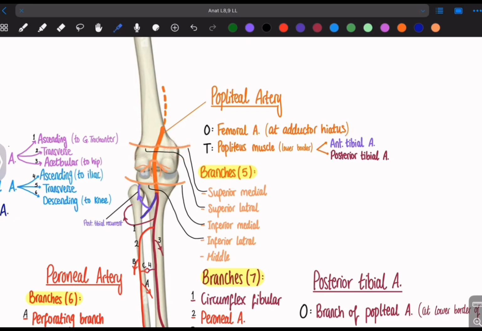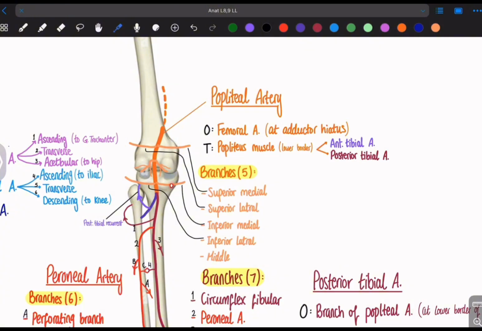And how do we recognize which one is medial and which one is lateral? From the fibula. Once we see the fibula, this means we're on the lateral side, because we know the fibula is lateral. So this is the lateral side and this is the medial side. So we have superior medial, superior lateral.